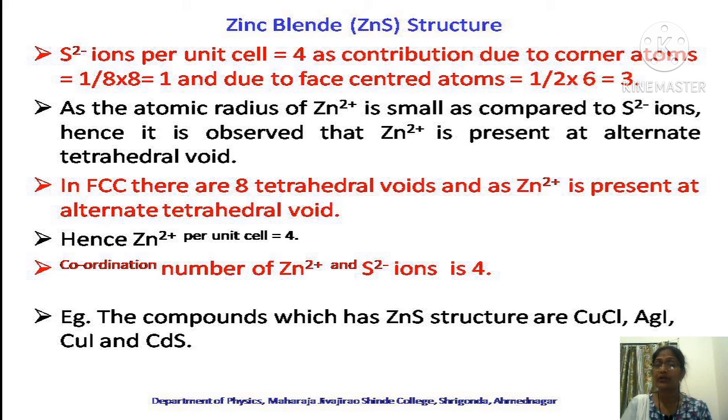So, the coordination number of Zn2+ or S2- is 4 because they are in contact with 4 equidistant opposite kind of ions. And such a crystal structure is observed in the case of copper chloride, silver iodide, copper iodide, and CdS, that is cadmium sulfide.